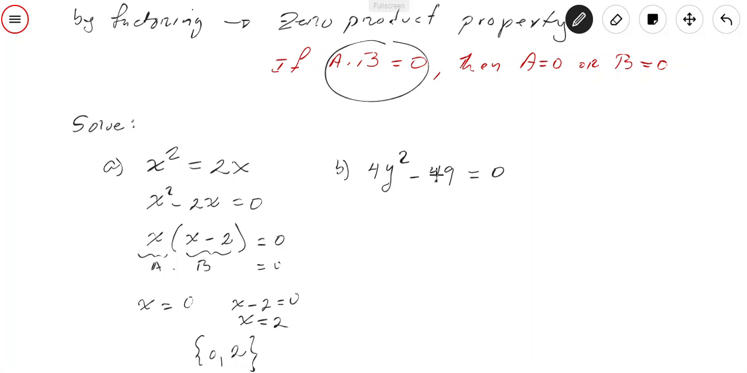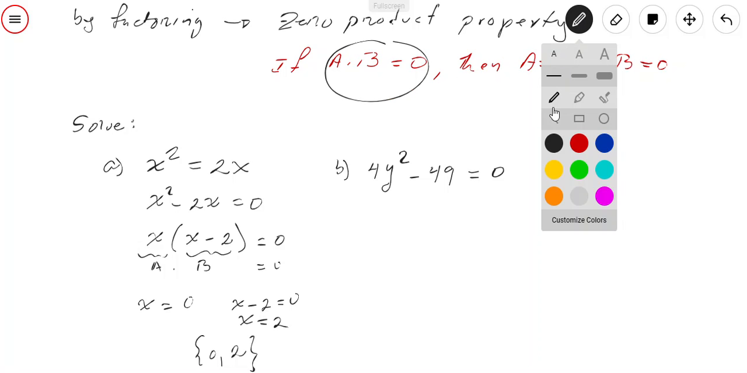So again, I analyze the quadratic expression that I have over here. I say it's a binomial, so I have to factor this binomial. But when I look at the binomial carefully, I recognize that this binomial is a difference of squares. So I will work on this binomial using what I know about the factorization of difference of squares.